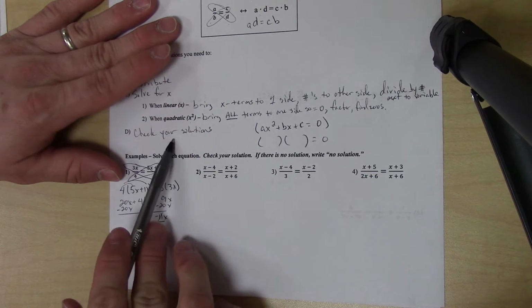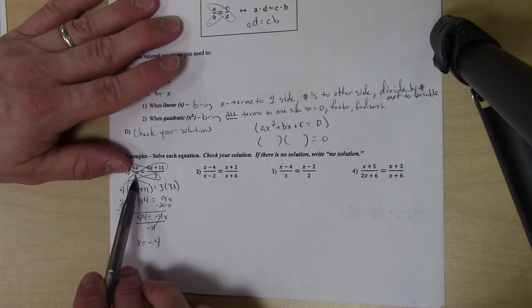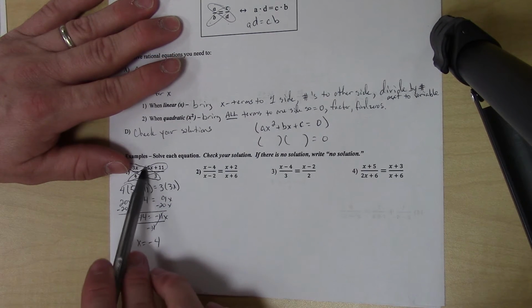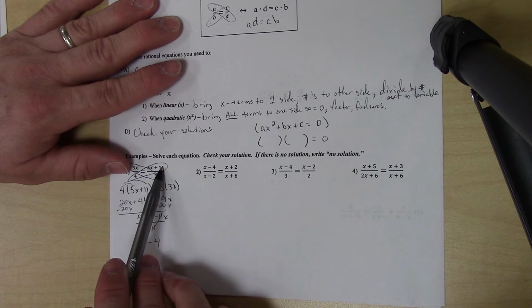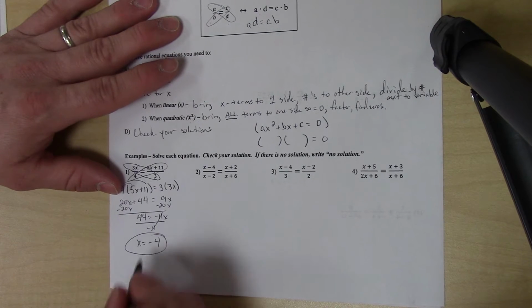Now I want to check it. That's my last step here. Check it by plugging it in. Negative 12 over 4 is negative 3. Negative 20 plus 11 is negative 9. Divided by 3 is negative 3. They equal each other. We're good to go.